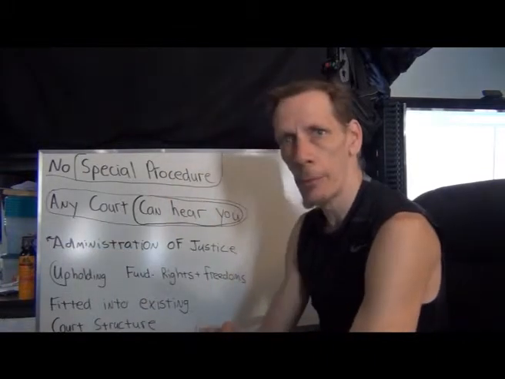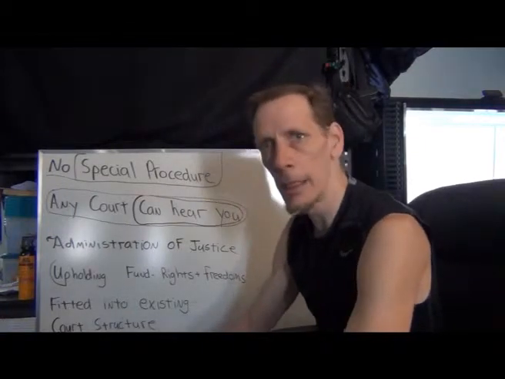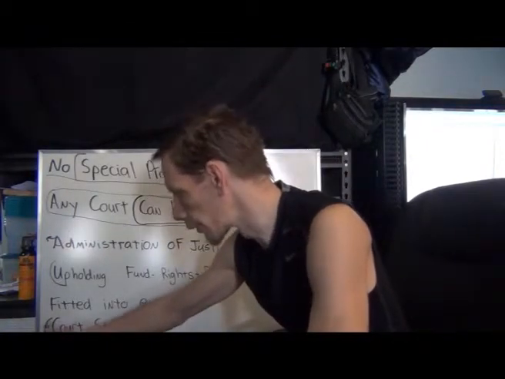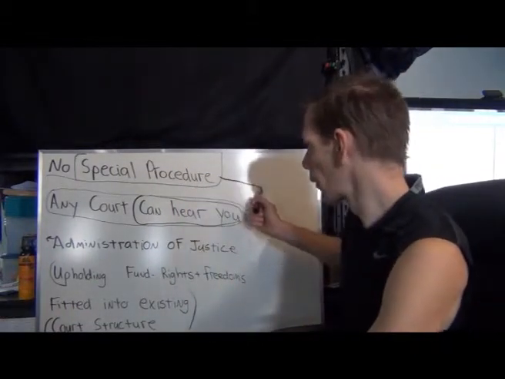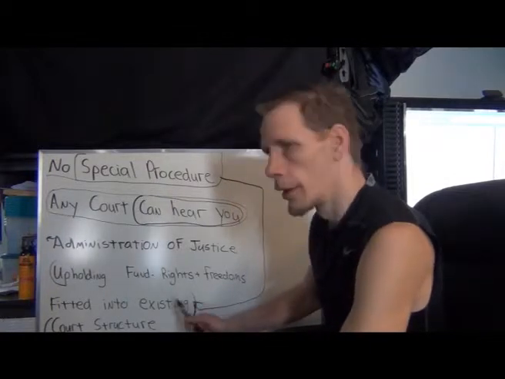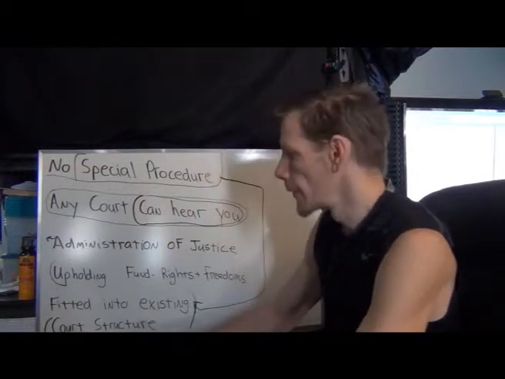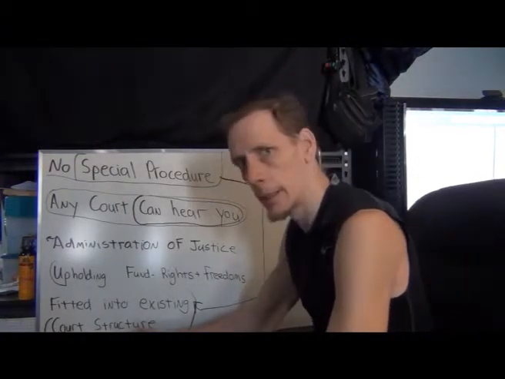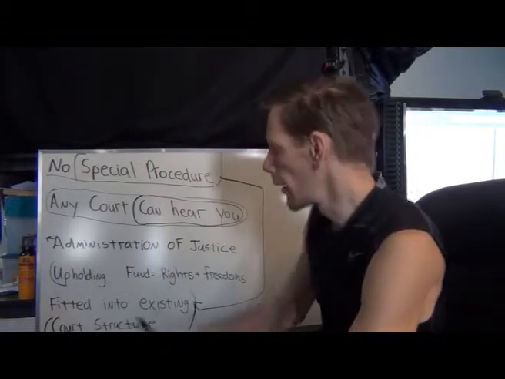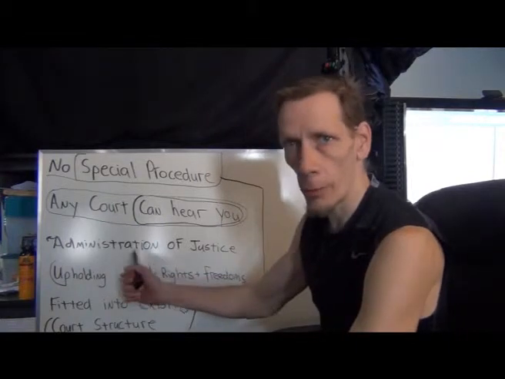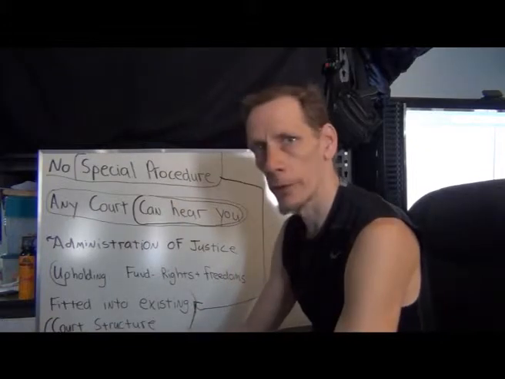Now, this administration of justice, the seeking of administration of justice, must be fitted into the existing court structure, because there is no special procedure. In summary court, it can be fitted in. It must be fitted in. In taxation court, it must be fitted in. So in any court structure that is in operation here in Canada, the administration of justice, when an individual is seeking that right, must be fitted into the court structure.